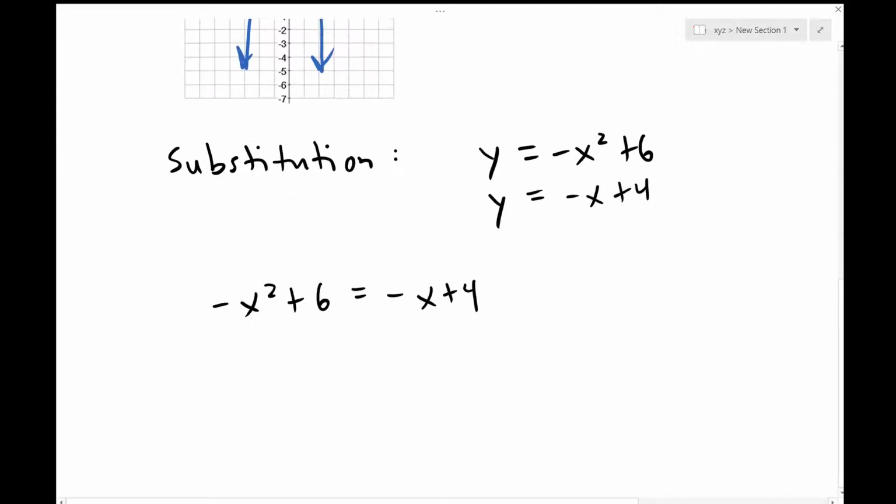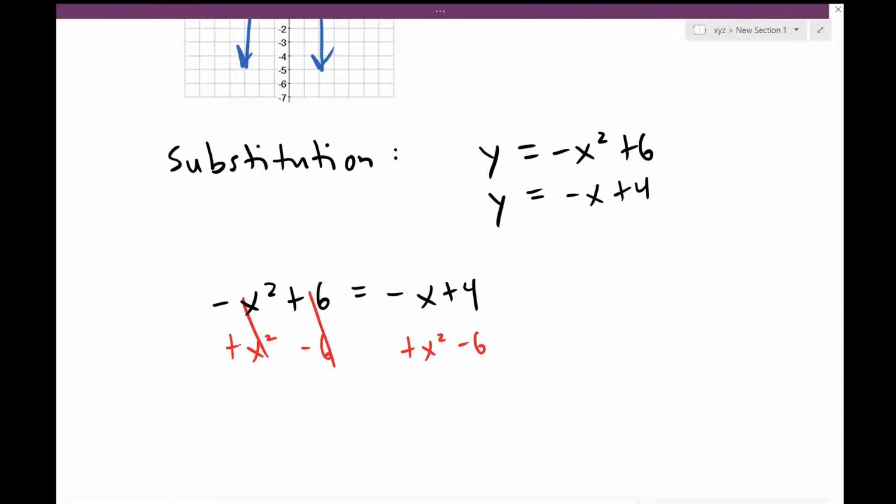So to solve this, we want to get everything on one side of the equal sign. We want to make one side equal to 0. So I will do that by adding x squared. I'll also go ahead and subtract 6 here. So adding x squared and subtracting 6 on the other side as well.